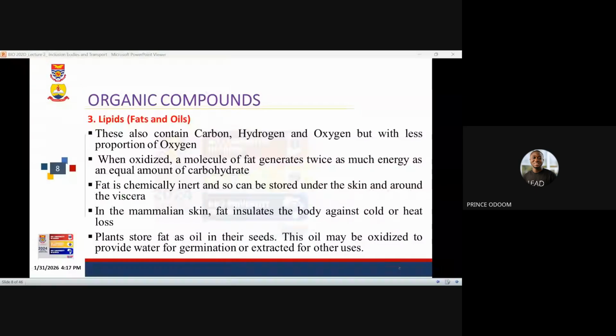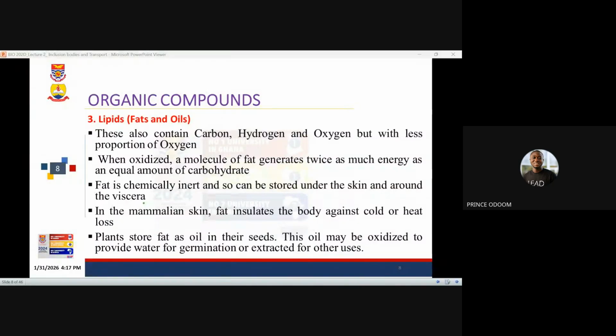Fat is chemically inert and so can be stored under the skin and around the viscera. So you see that under the skin there's fat, there's adipose tissue. We'll look at adipose tissue somewhere next week when we are looking at connective tissue, which is a deposit of fat. Then we'll look at the viscera. Most of these organs are surrounded by fat because fat plays a critical role. It protects the organs, and it insulates them as well. You know how temperature varies. So it is this fat that insulates the body against either cold or heat loss.